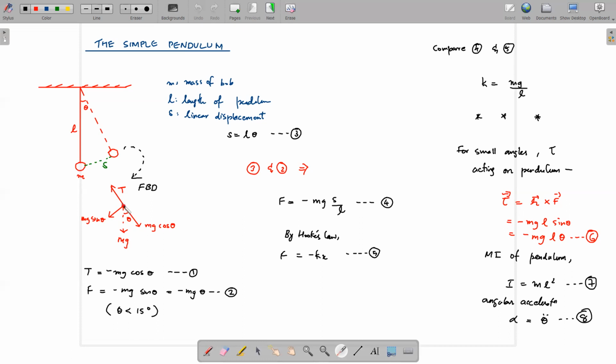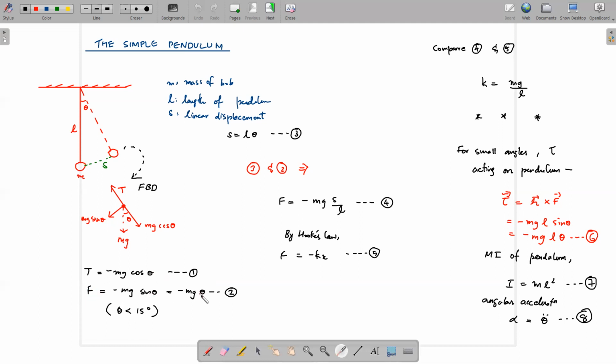So the value of tension force acting on the string is equal to mg cos theta. That is what we have written here. Okay, and the mg sin theta component is the one that tries to bring back the body. That force, that restoring force, is what we have denoted here: F equal to minus mg sin theta.